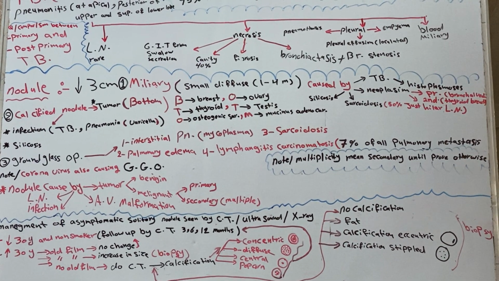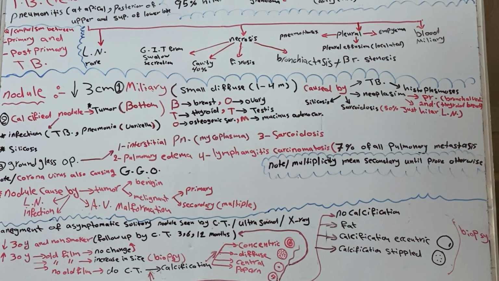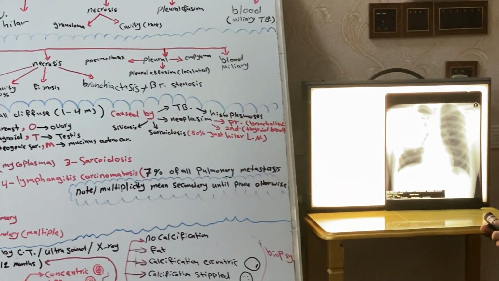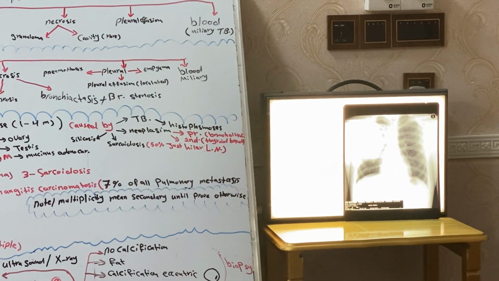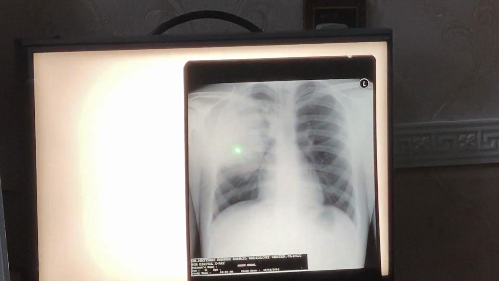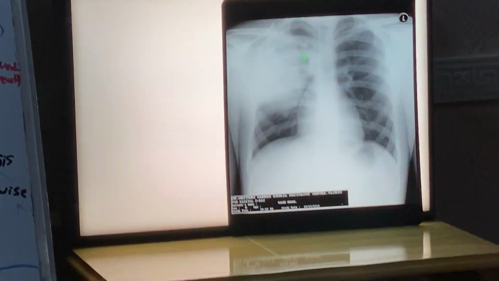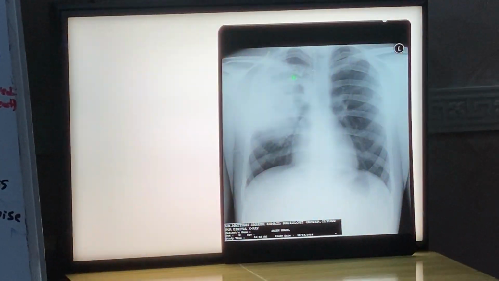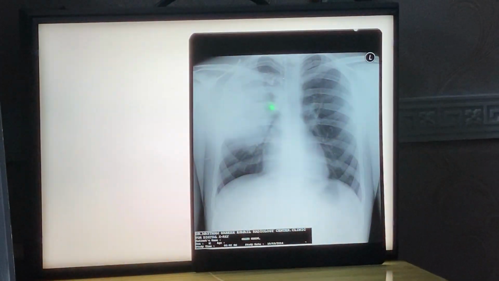Now we will see a film. This is a chest X-ray, PA view, dated, labeled, and named. This is an opacity at the right upper zone, irregular, ill-defined, and respects the mediastinum. This is a lobar pneumonia.